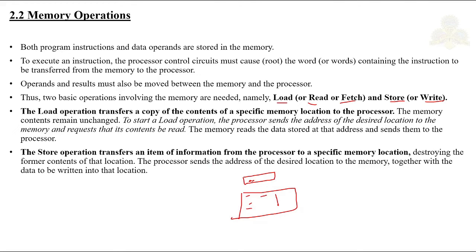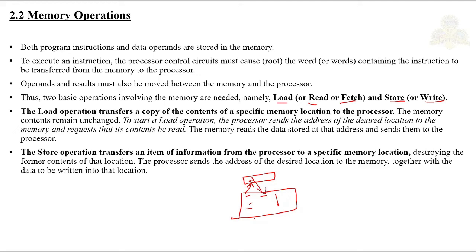Now how would this load operation start? For that, the processor sends the address of the desired location to the memory and the contents are then read from the memory. Now the memory reads the data stored in that address and sends them back to the processor. So this is the load operation.